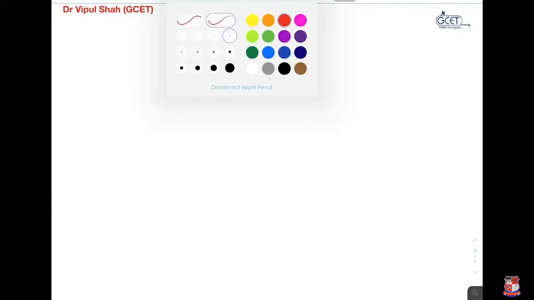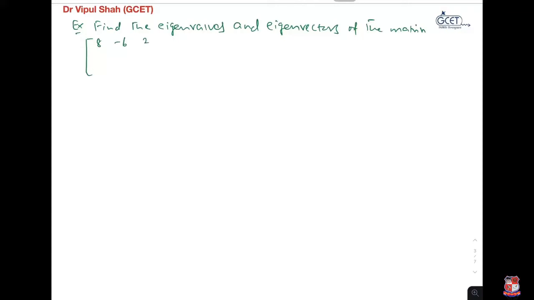Okay, thank you. Let us solve one more example. Find the eigenvalues and eigenvectors of the matrix 8, minus 6, 2; minus 6, 7, minus 4; 2, minus 4, 3.